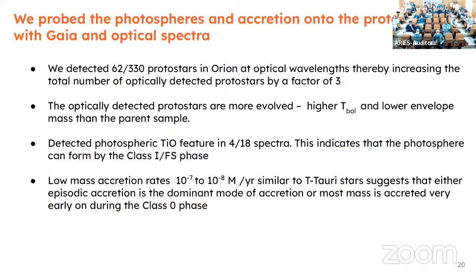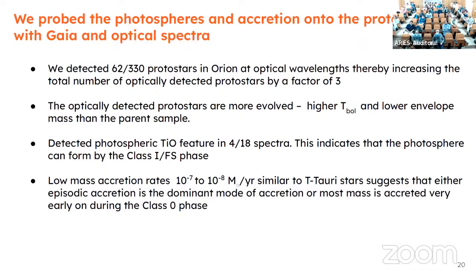So with this, I'll conclude my talk. We started out with the question: can we probe the photospheres of protostars at optical wavelengths? And the answer to that question was yes. Using Gaia and follow-up studies with TANSPEC, HFOSC, and ADFOSC, we were able to probe the photospheric properties of some of the protostars. We detected 62 out of 330 protostars in Orion at optical wavelengths. This increases the number of optically detected protostars by a factor of 3.